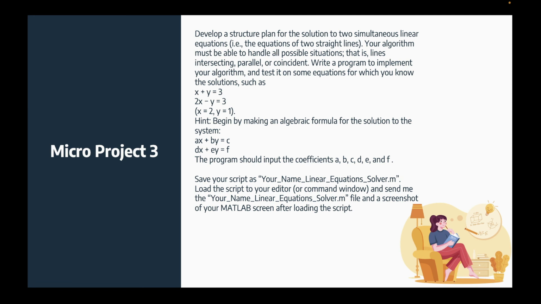So I want you to develop a structure plan for the solution of two simultaneous linear equations, x plus y equals 3, 2x minus y equals 3. The solution would be x equals 2 and y equals 1. As we mentioned previously in this lecture, you make an algebraic formula for the solution of the system, which is like ax plus by equals c, dx plus ey equals f. Save your script, of course. Load the script into the editor. Send me your script and a screenshot of your MATLAB screen after loading the script.